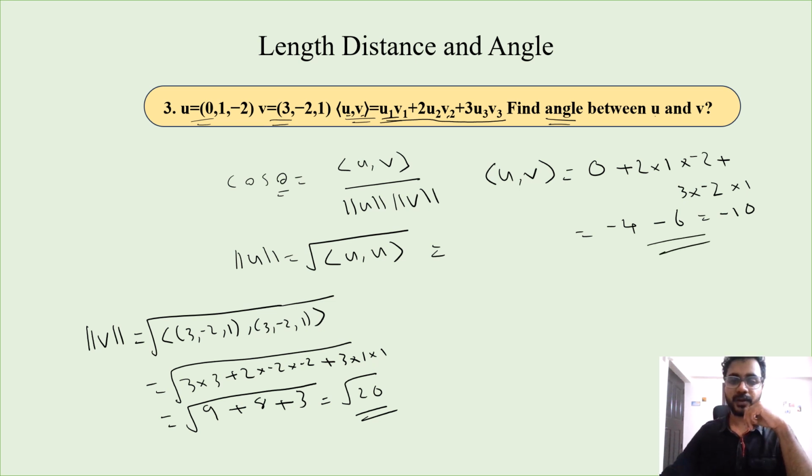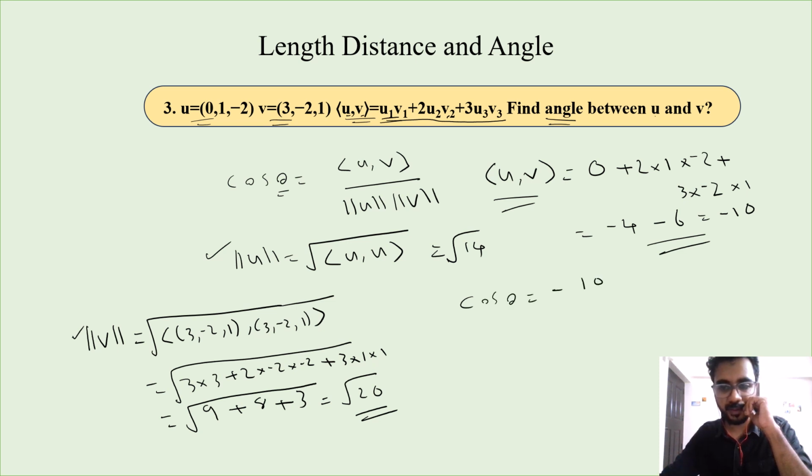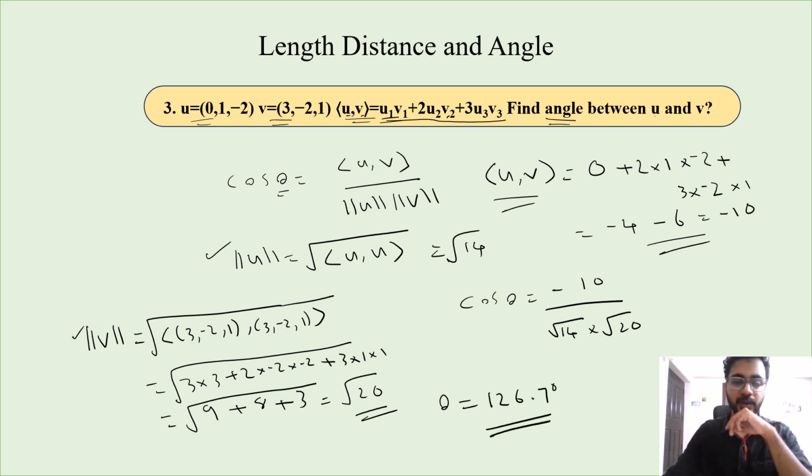So we got inner product u comma v, the length of u, which was root 14, and the length of v. So we have to substitute this into cos theta. Okay, cos theta can be written as minus 10 by root 14 into root 20. So by calculating cos inverse of this value, we get theta equal to 126.7 degrees. Okay, this will be the answer. Just do cos inverse of this value, we get that answer.